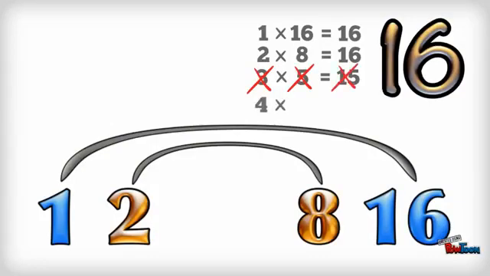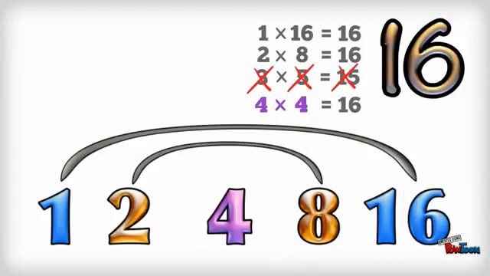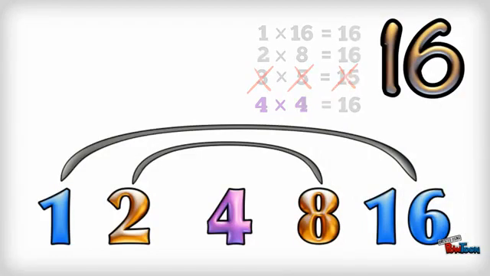Now 4 times the number. 4 times 4 is 16. When a number is multiplied by itself, like the 4 times 4, we just put it in the factor listing once, without any arc. And there are no more factors. We found them all.